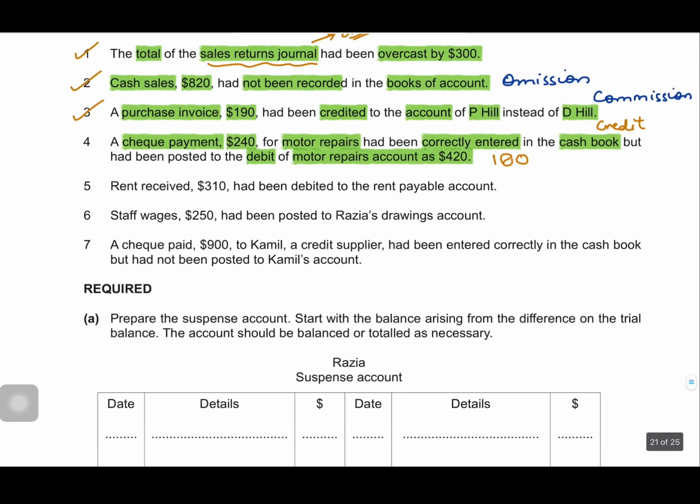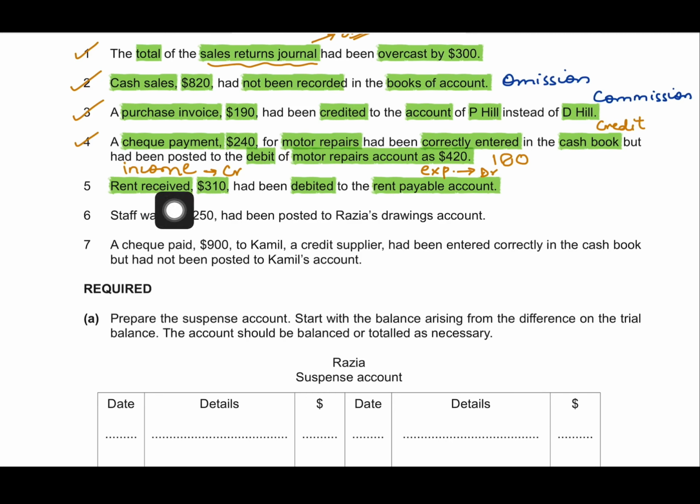Now error number 5, rent received. Rent received is what? It is an income for the business, right? 310 had been debited to the rent payable account. Okay, so rent payable is what? It is an expense for the business. We know that all the incomes are credited and all the expenses are debited. So we have recorded an income as an expense by debiting an expense account. Now, first of all, what have we not done? We have not recorded the income by crediting it. Instead, we have recorded this as an expense by debiting that account.